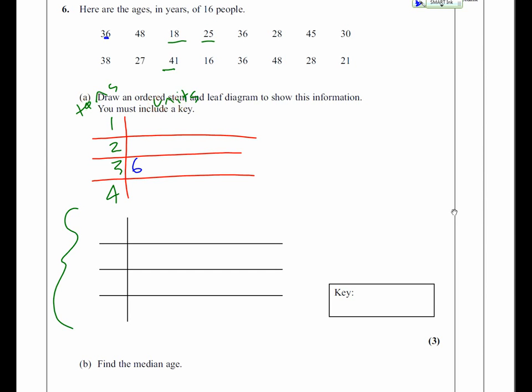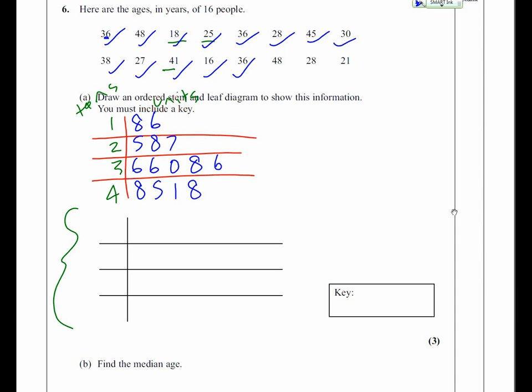36, 36, 48, I'm literally going across one at a time so I don't miss any. 18, 25, 36, 28, 45, 30, 38, 27, 41, 16, 36, 48, 28, feel like a bingo caller, 21.